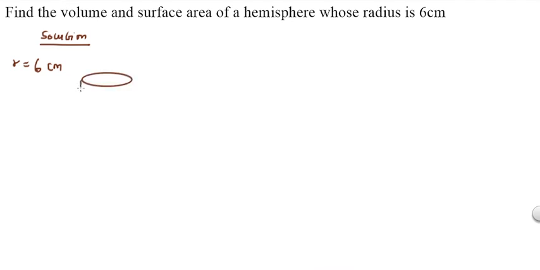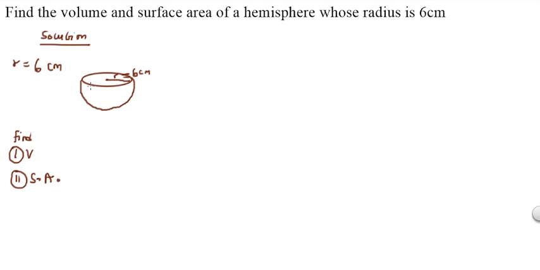You have the half part of a sphere, and then the radius is simply the distance from the center to any point on the hemisphere. So let's call this radius equals 6 centimeters here. We're told to find the volume and the surface area of the hemisphere.